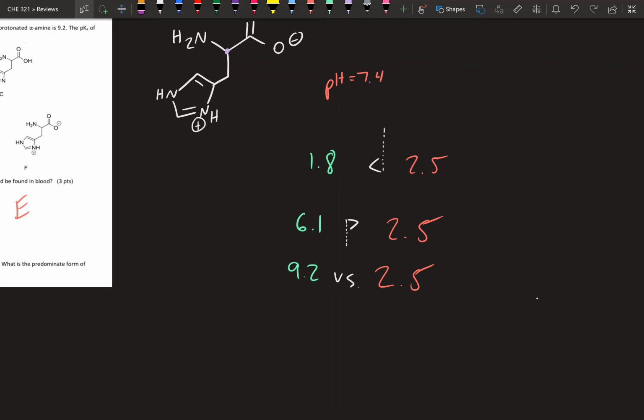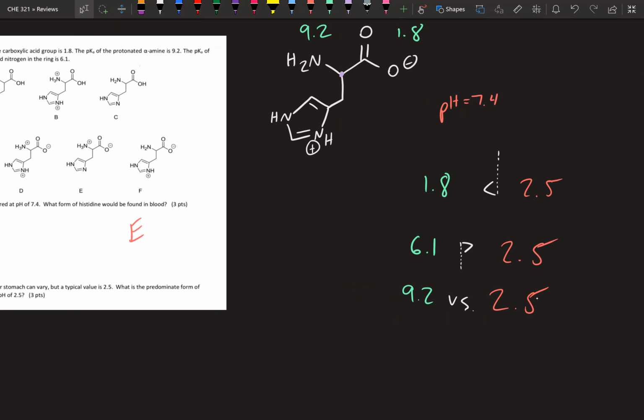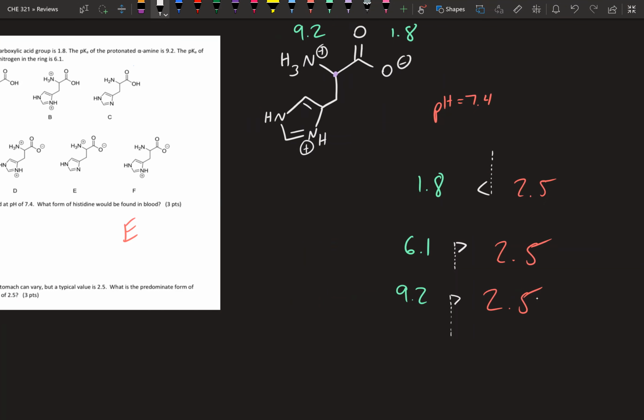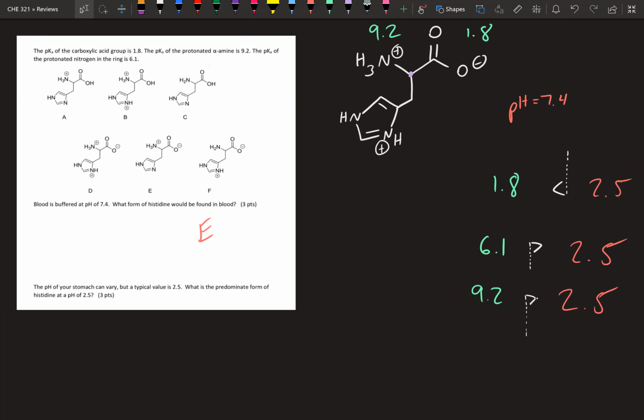Okay? And now 9.2 versus 2.5, 9.2 is larger, so it's going to be higher up on the pH scale, so it's more basic than our solution of 2.5. So because it's more basic, it's going to act as a base and take a proton. So this H2 over here is going to be H3, going to get a positive charge. And if we want to think about it in that alternate method, 9.2 is larger, and so we're going to get protonated. Okay? And so if we look at which answer has this, our answer is going to be D for part 2.